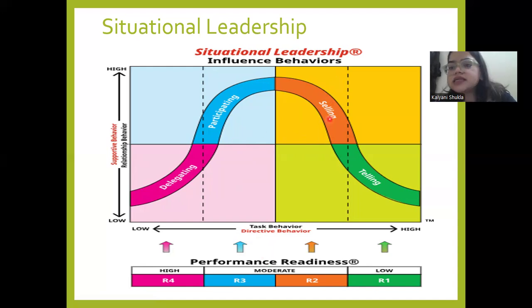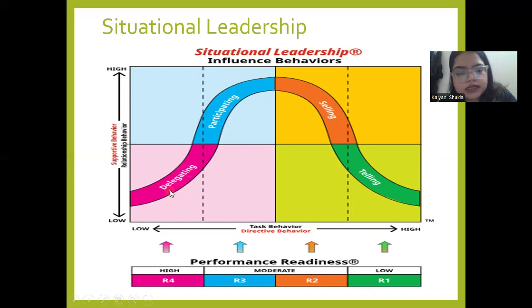Now, selling means the leader is telling them how to do things in such a way that it works in the organization. And participating means the performance readiness has somewhat increased, and here participating is the collaborative approach where the leader is working at the same time with the employees. So this shows that employees are coming along, although they are not fully ready, but they are collaborating with the leader, and they're coming up to the conclusion. And now comes the task of delegating.